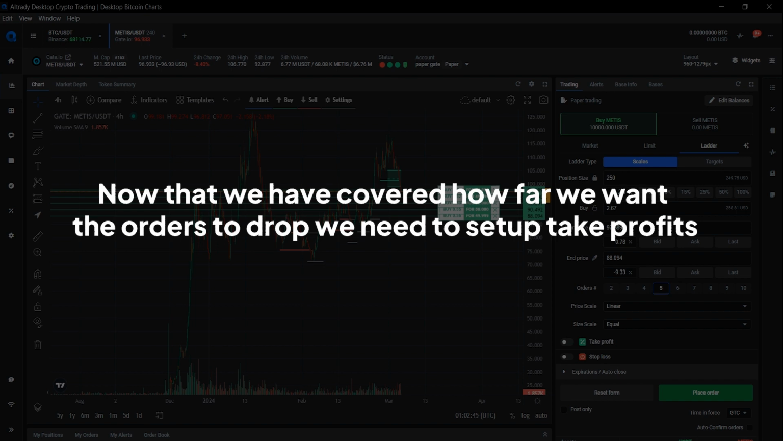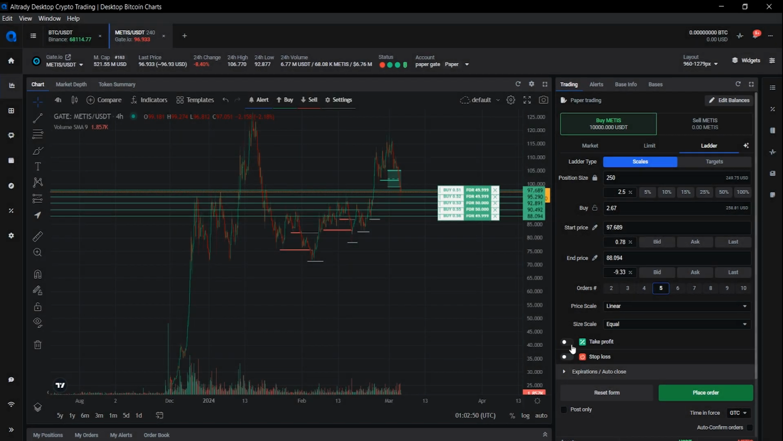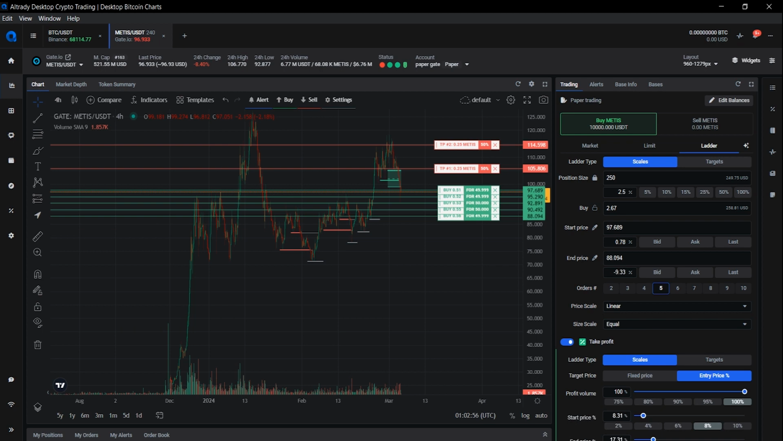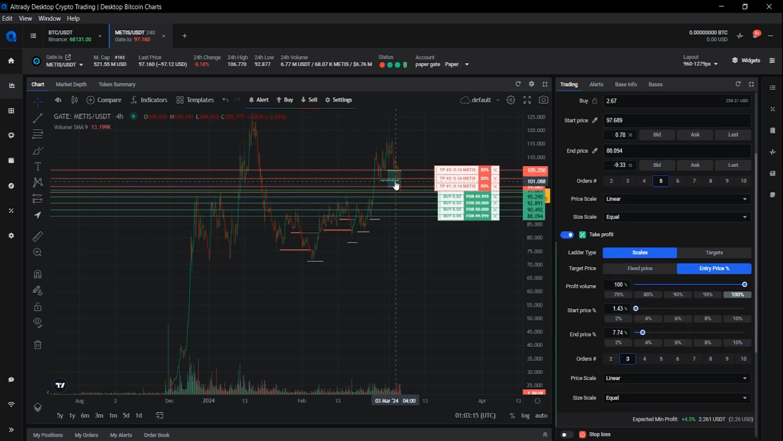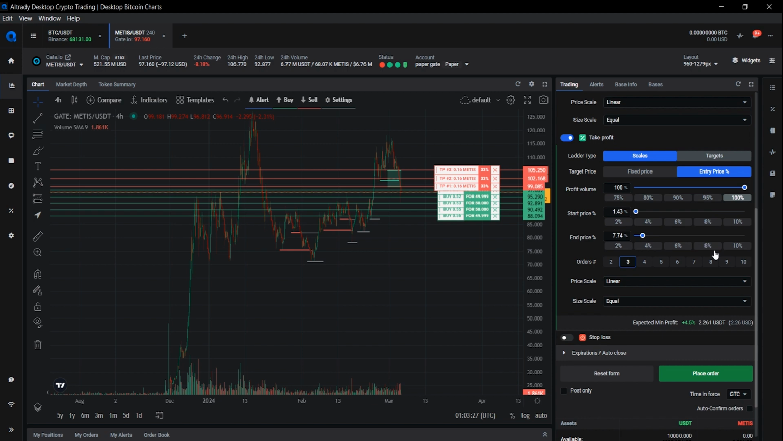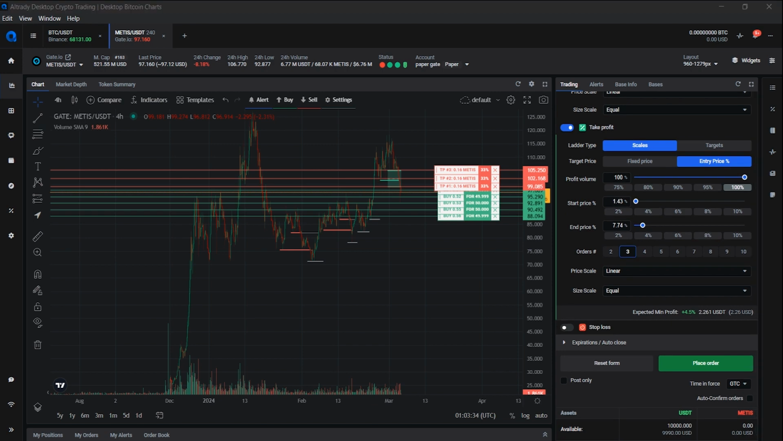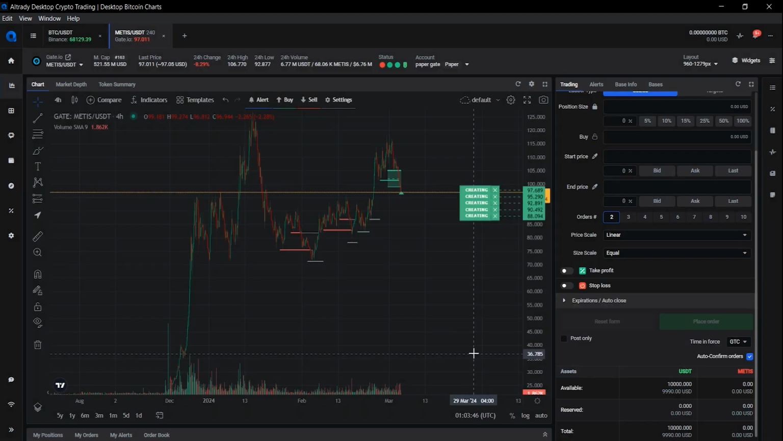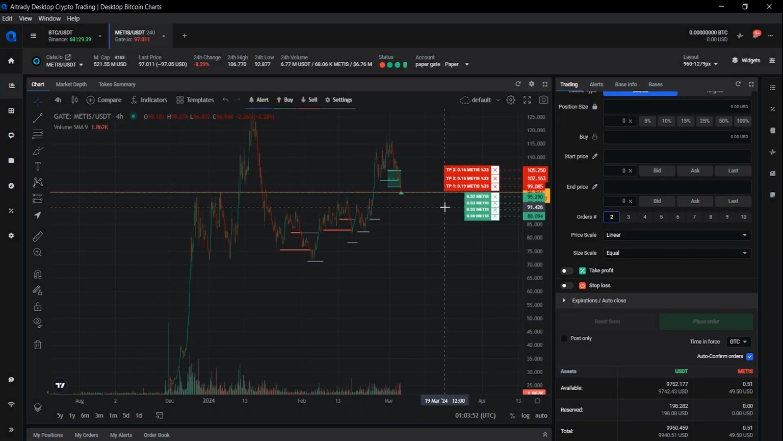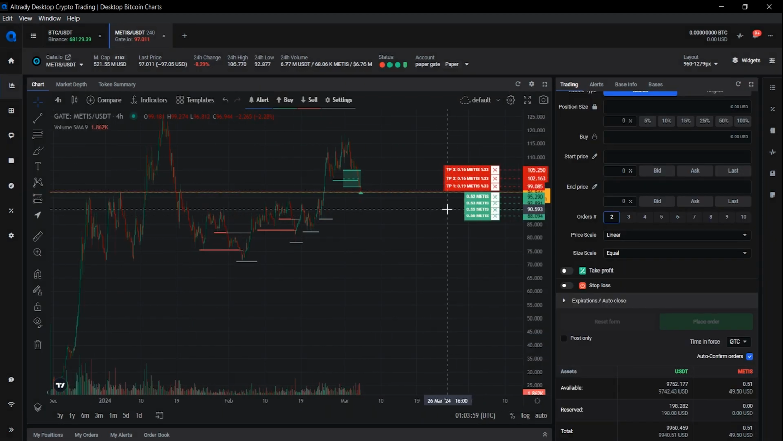Now that we have covered how far we want the orders to drop, we need to set up take profits. For take profit targets, set 3 scales, with the final scale positioned just below the top base and the second scale marginally above or on the second base. The first take profit target should be positioned at or slightly above the median drop for a conservative scaling approach. With this setup, a potential 4.5% profit can be anticipated if a bounce occurs from the current position.